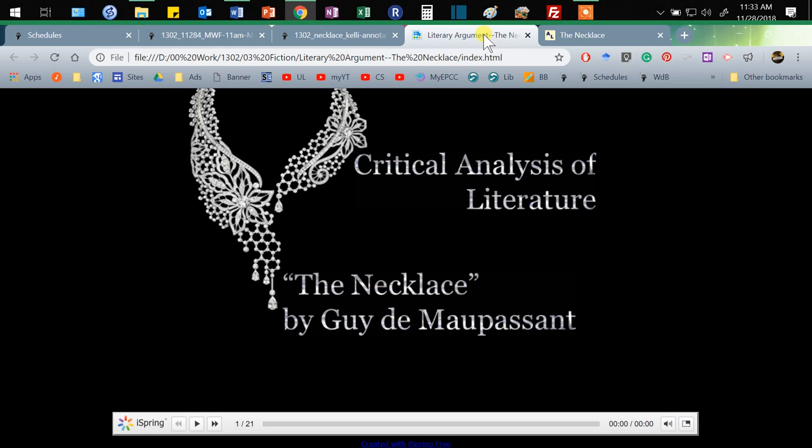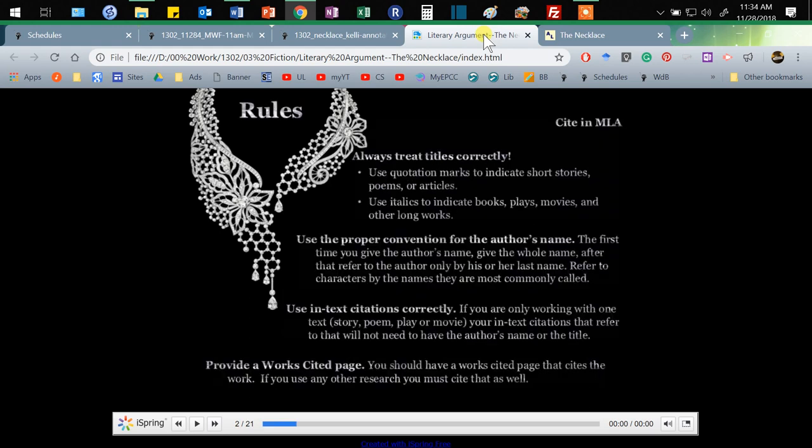But we're doing MLA, so it's just author and location. So all you're going to need to do when you give a quote or you give an example from, yeah, this was on page 6, whatever, is just that page number. Cool? I like MLA because it's, yeah, less stuff to worry about. Okay. All right, so key things to remember, of course, always treat those titles correctly, that convention for the author's names, those in-text citations, and we'll look at them. And, of course, we're going to have a works cited page. And here it's just works cited because we're just using one, so that's all we need.